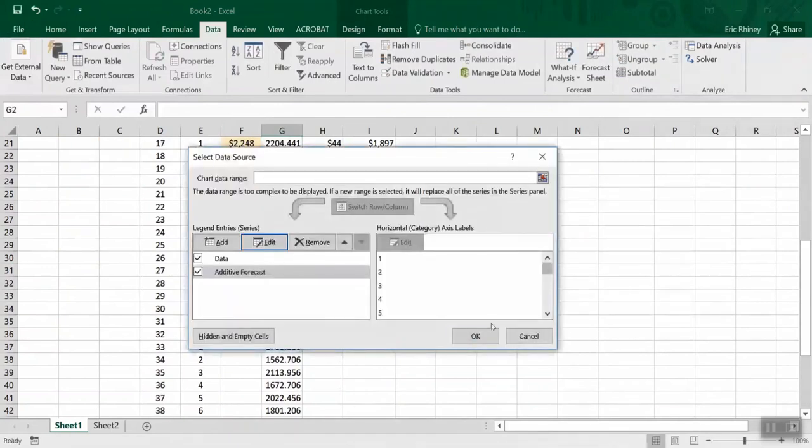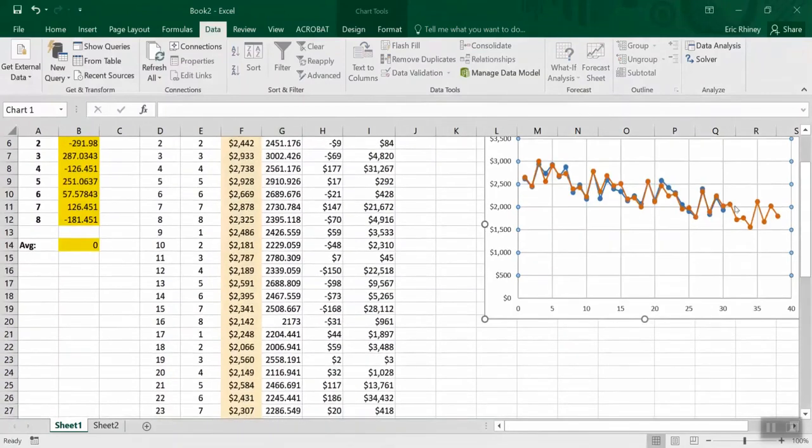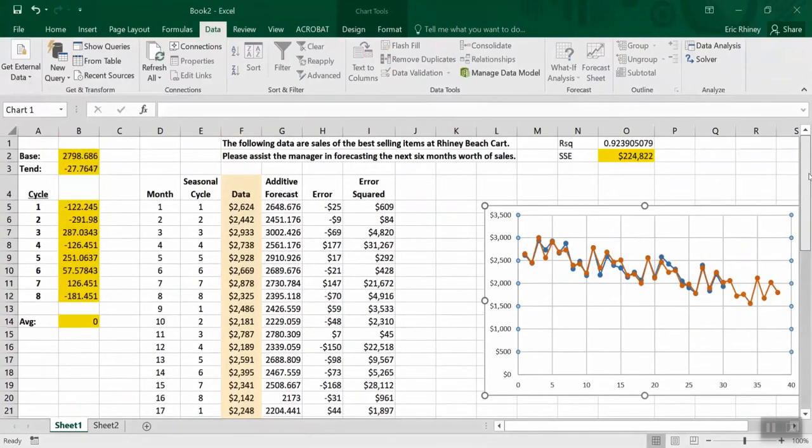All right. And now we could see how sales look moving forward. And we see that the trend line is still going down, but we can see how it's moving up and down based off of the seasonality. All right, so that is the additive seasonal approach.